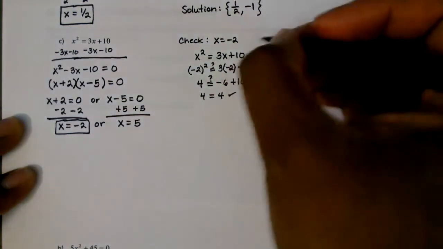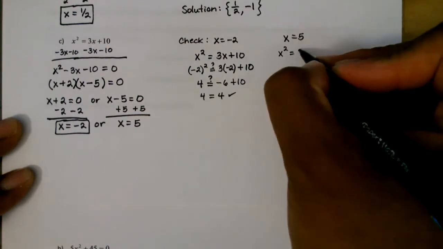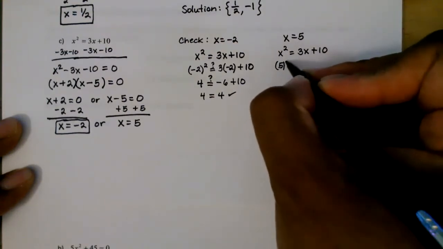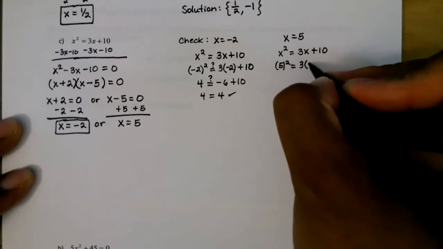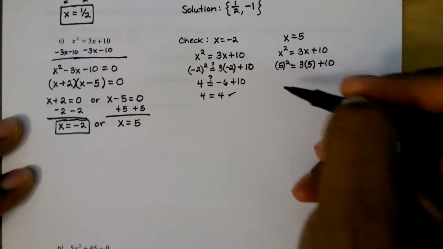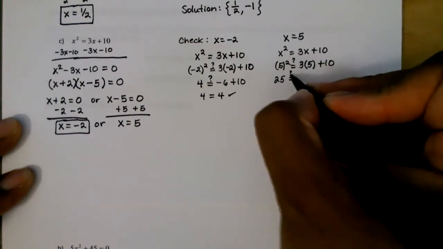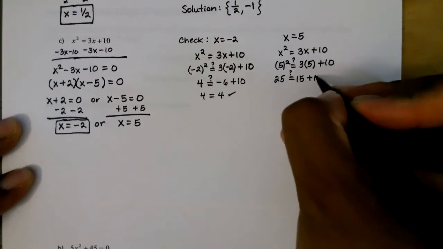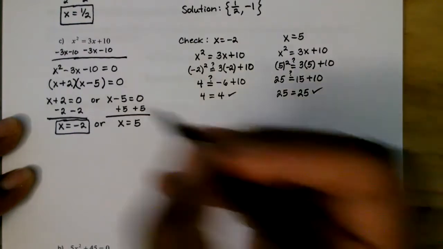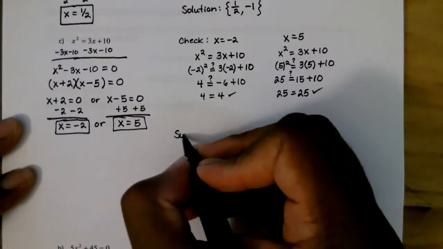And now for x equal 5. Using the original equation that I started off with, we'll substitute the x with 5, so I get 5 squared equals 3 times 5 plus 10. 5 squared, or 5 times 5, is 25. I want to know if that's equal to 3 times 5, which is 15. And if I add 15 and 10 together, I would get 25, so that checks. So here I had 2 solutions for this quadratic equation.